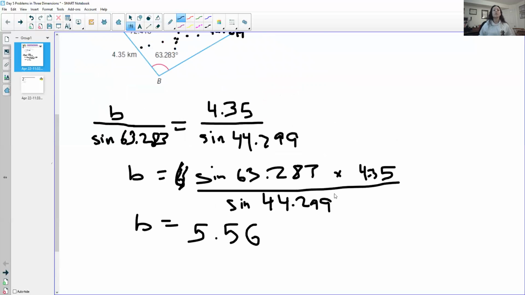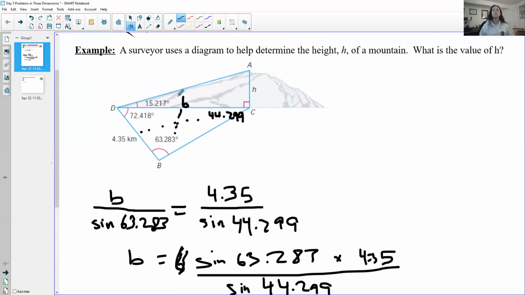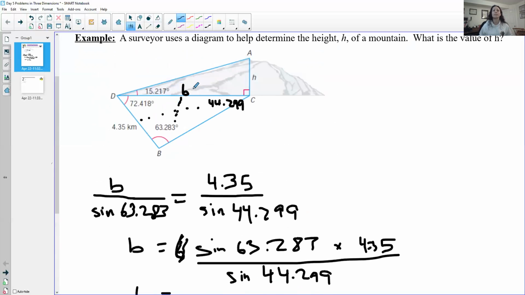Now, one of the things that you should realize is that your angles are pretty reflective of the sides. So the largest angle will have the largest side. So I'm just going to check here. I got 5.5 here, and its matching angle is 63. This one was 4, which is smaller, and the angle 44 is smaller. Okay, so my answer seems reasonable. So B is equal to 5.56.